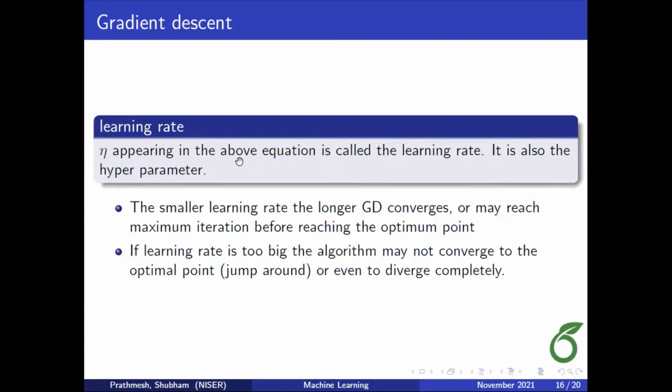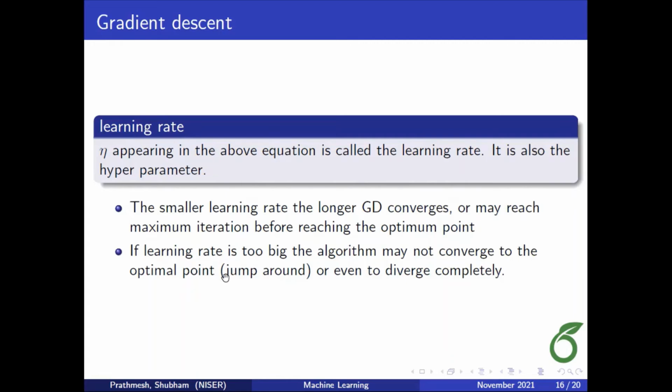Just as I said, the eta appearing in the above equation is called the learning rate. It is also a hyperparameter. Hyperparameter, if you don't know, is a parameter which controls the inductive bias. So a smaller learning rate, or a small value of eta, generally implies that the gradient descent algorithm will take longer to converge, because when you have a small eta, the effect of the loss function will not be very much. So the gradient descent algorithm will need much longer iterations to finally arrive at an optimal value. And in some cases, if your eta is too small, it may happen that you reach your maximum iteration before reaching the optimum point.